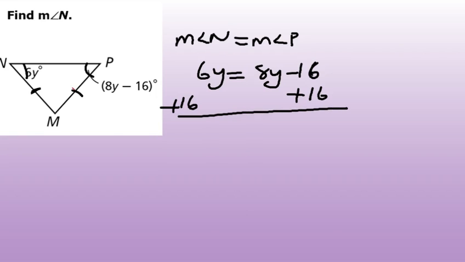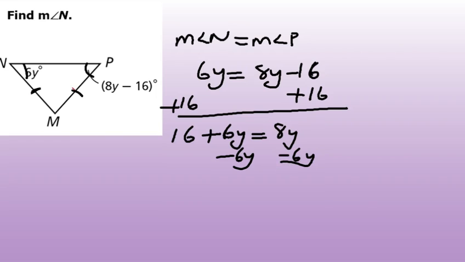So when I add 16 to both sides, I'm going to get 16 plus 6y is going to be equal to 8y. Then we have to get these two like terms together on this side of the equation. So since it's positive, I'm going to subtract 6y. So when I subtract 6y, what I'm going to be left with on this side is just 16 is equal to 8y minus 6y, which is 2y.